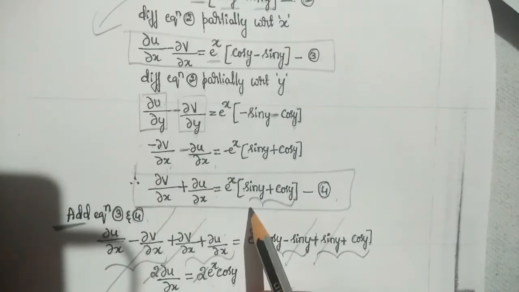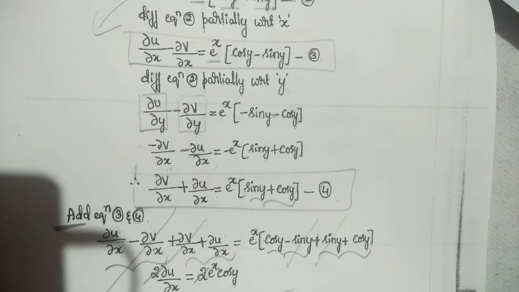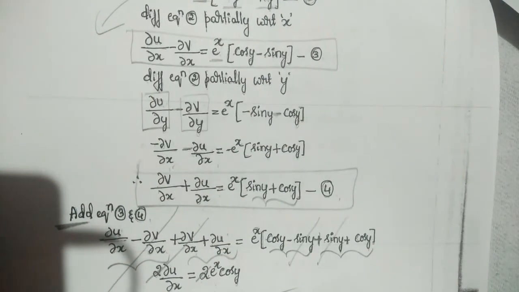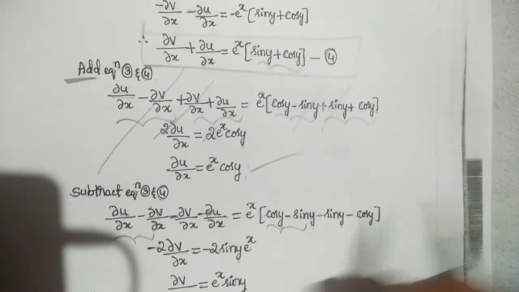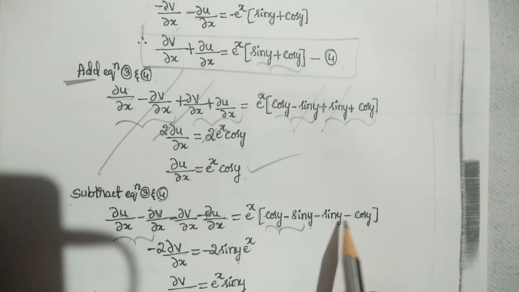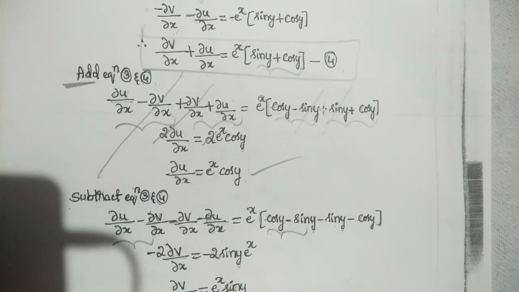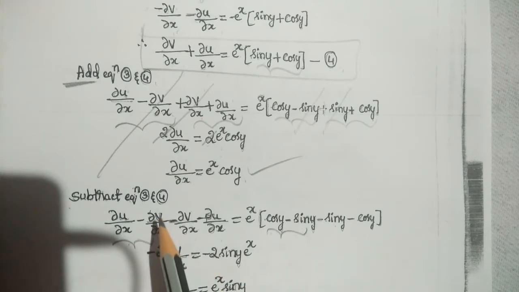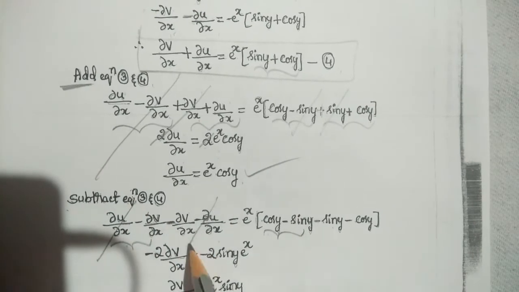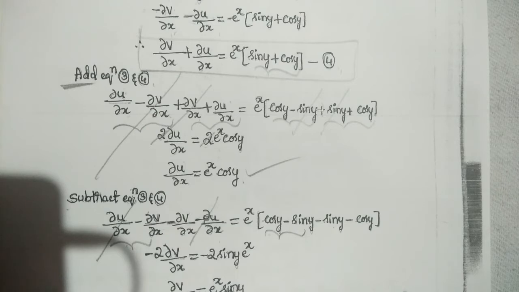Next, in the right hand side, what is the equation of 3? e^x. Equation 4 is e^x. e^x is common. Cos y minus sin y, cos y minus sin y. Next, minus of sin y plus cos y. So minus into sin y is minus sin y, so minus plus cos y, so minus cos y. So you will get here ∂u/∂x gets cancelled because of opposite sign.